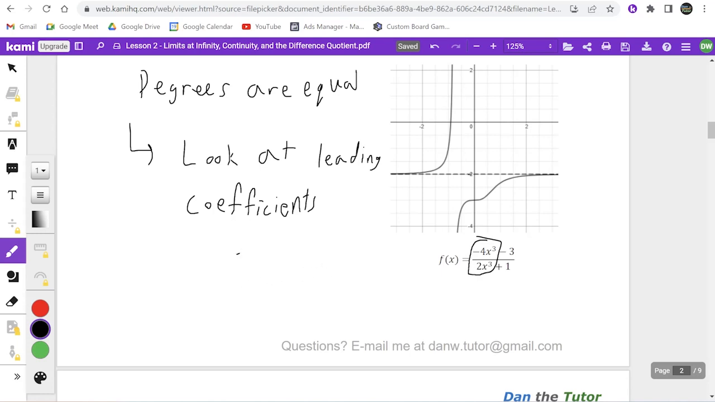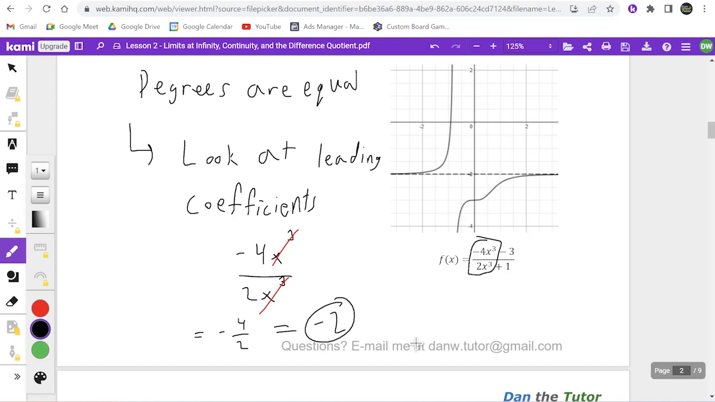So that means the answer is going to be negative 4x cubed over 2x cubed. Think of it like this. The x cubes basically cancel out, and the answer is negative 4 over 2, which just simplifies to negative 2. And there's your answer for both the limit and the horizontal asymptote. It's the same answer, basically.